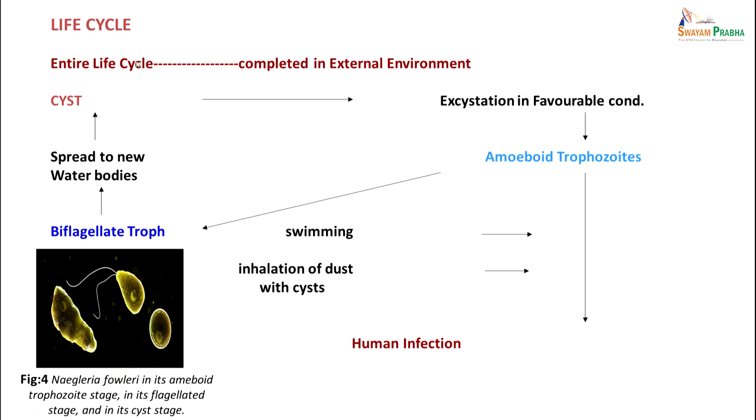Now, the entire life cycle is completed in the external environment. That is, there is a cyst which could be present in the water bodies. Excystation occurs in favorable conditions and amoeboid trophozoites are formed. Amoeboid trophozoites are the infective forms; by swimming or by inhalation of dust with cysts, they can be inhaled and lead on to human infection. They could also change to biflagellate forms which spread to other new water bodies, or cyst forms which live in the environment.